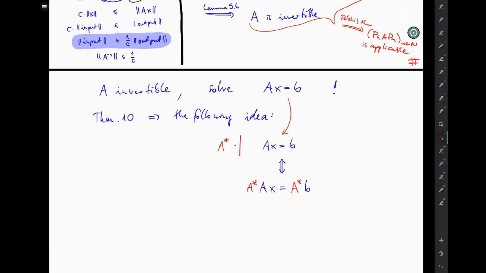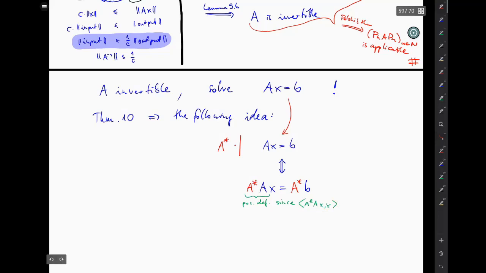But the new system is in some sense nicer because the system operator or matrix is now A star A instead of A. And A star A is always positive definite. And you can check that via the definition. So you have to show that this scalar product of A star A times a vector x with the same vector x is always positive.